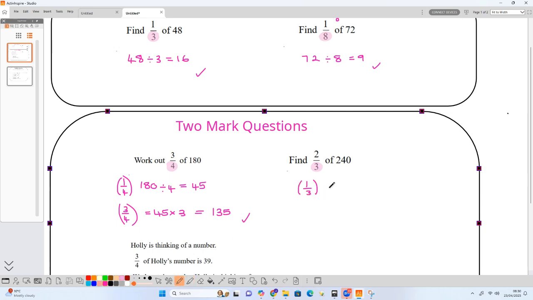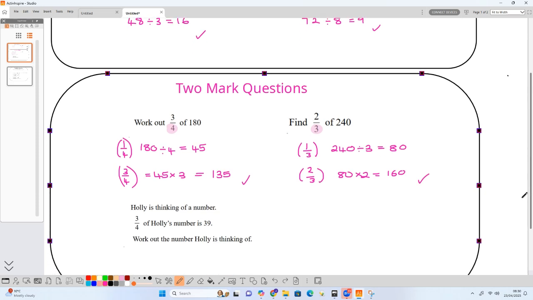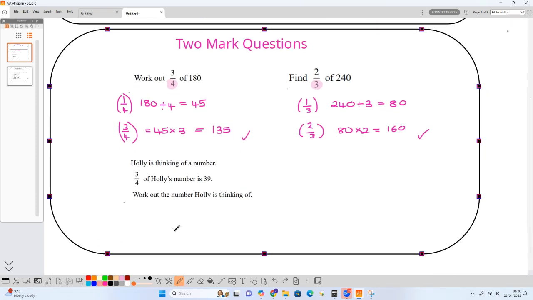So when we go on to finding 2/3 of an amount, we're finding 1/3 to start with. So find the unit fraction to start with, 1/3, 240 divided by 3. And then we can go on to find what 2/3 would be by doubling it. If 1/3 is 80, 2/3 is going to be 160.